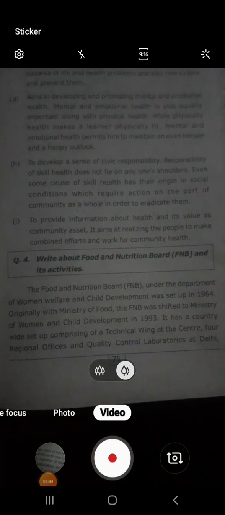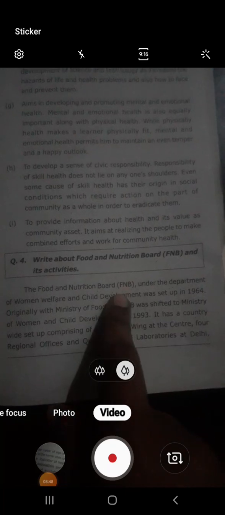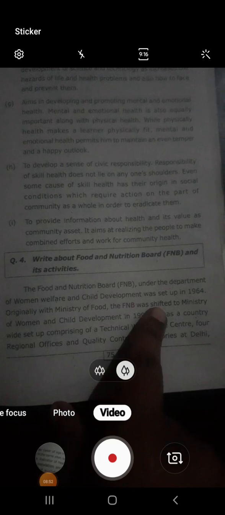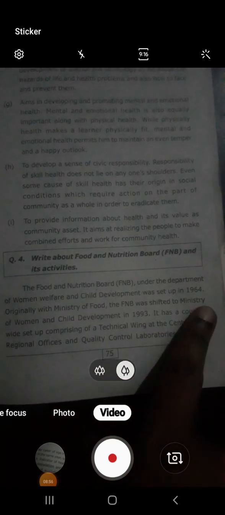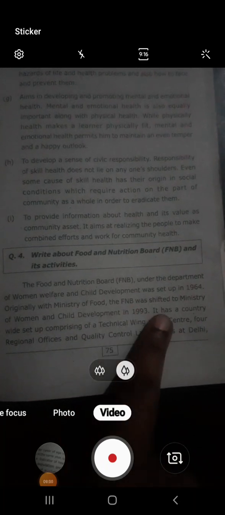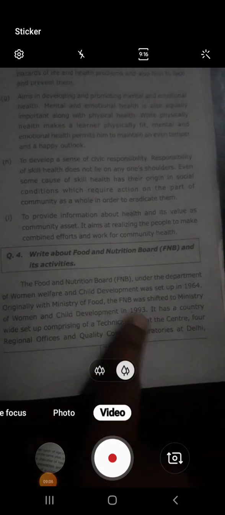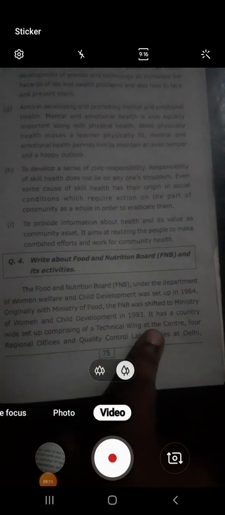And next we have the Food and Nutrition Board and its activities. The Food and Nutrition Board is FNB, under the Department of Women and Child Development. It was established in 1964 by the Ministry of Food, and in 1993 it came under Women and Child Development. It is a technical wing at the center.